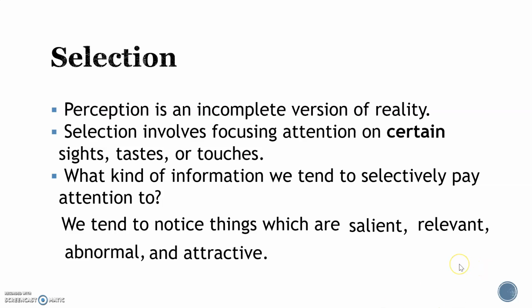The last one is something good looking. We all want to please our eyes, so we tend to pay attention to something attractive, something good looking. So these are the four things which tend to draw our attention. And these four things will be on the exam for sure. So please make a note here. So we tend to pay attention to things which are salient, relevant to us, abnormal, and attractive.